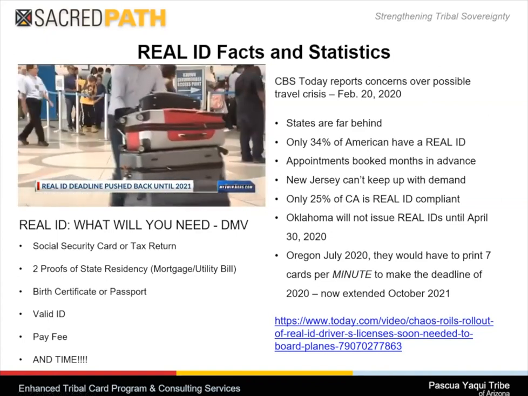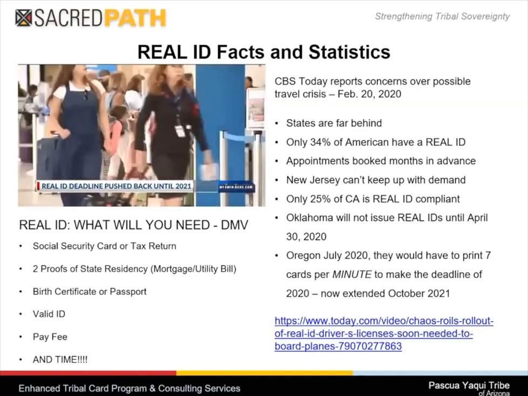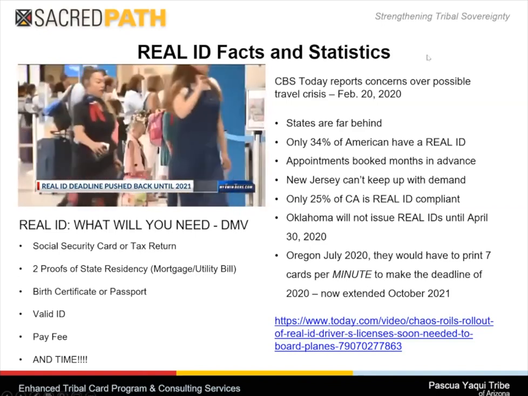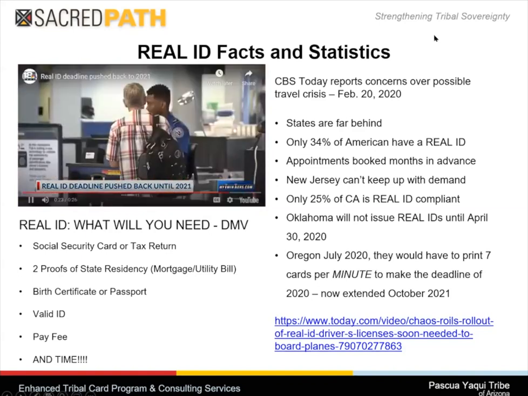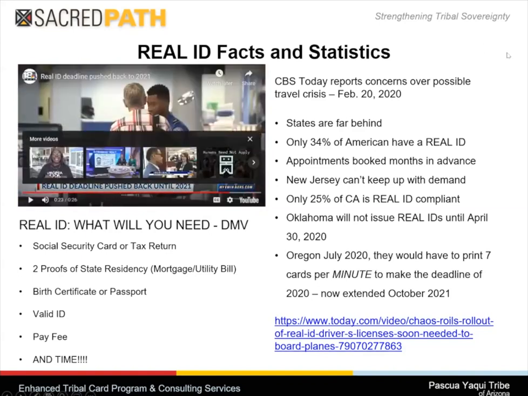So we're able to issue a travel document to our members who wouldn't qualify at the Department of State for a passport book or a Real ID. This was a huge benefit to our tribe to be able to have an ETC for those members.